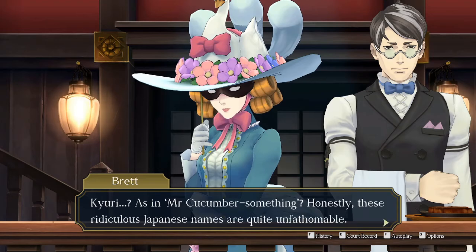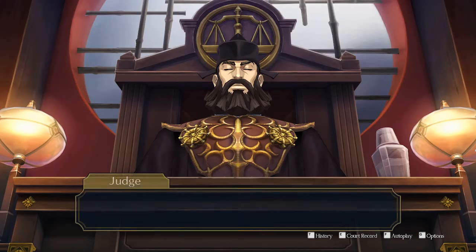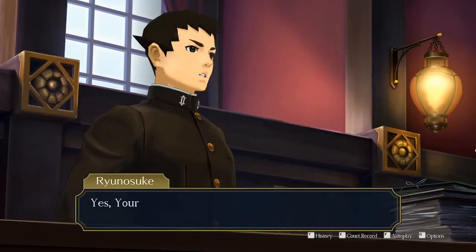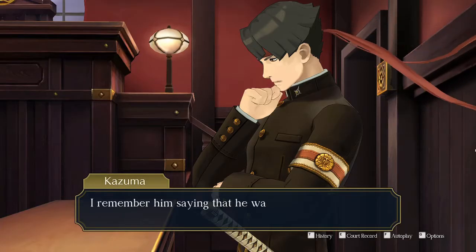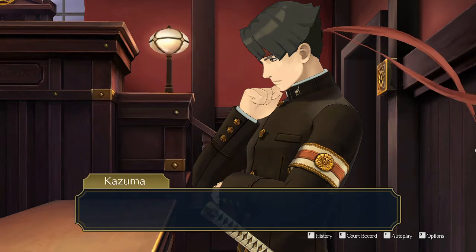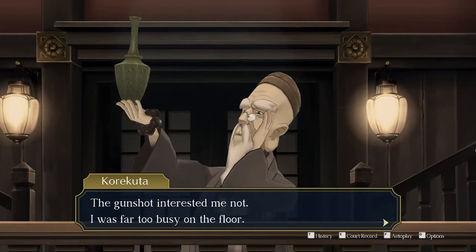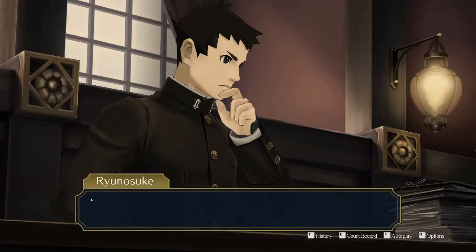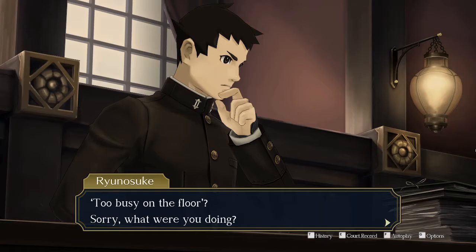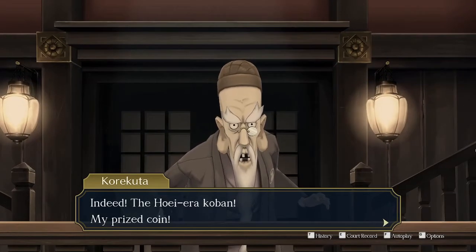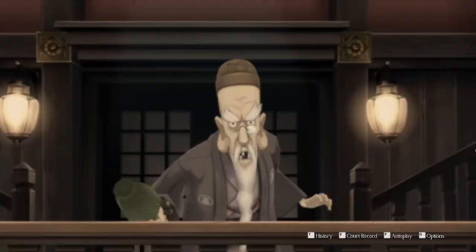Kuryo, as in Mr. Cucumber something? Honestly, these ridiculous Japanese names are quite unfathomable. Ah, yes. The old man who testified earlier alongside the military sergeant, correct? Yes, Your Excellency. I remember him saying that he was up to something with his Koban coin when it happened. At exactly the moment the gun was fired. The gunshot interested me not. I was far too busy on the floor. Too busy on the floor? Sorry, what were you doing? Hunting for treasure. Indeed, the Hoei era Koban, my prized coin.